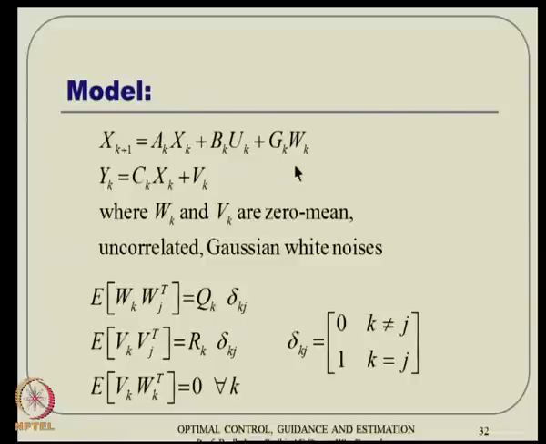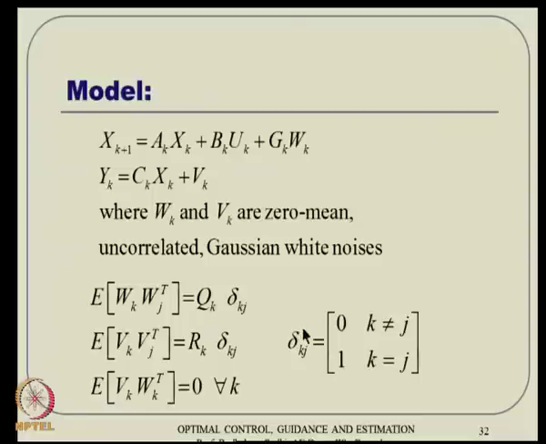And here w k and v k are again assumed to be zero mean, white, uncorrelated, Gaussian noise. So, what we are telling here is again a similar concept, but in the form of the Kronecker delta this time. The Dirac delta and Kronecker delta have similar properties, but the Kronecker delta operates in the discrete domain, the other one operates in the continuous domain. So, the Kronecker delta delta k j is defined as something like this. If k is not equal to j, it is 0. If k is equal to j, it is 1.